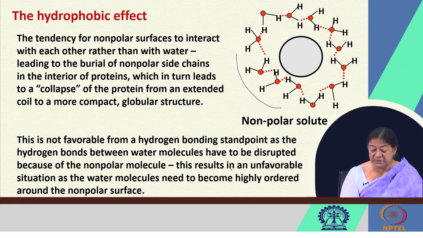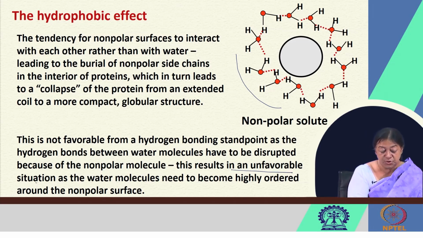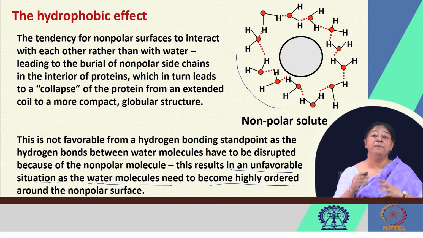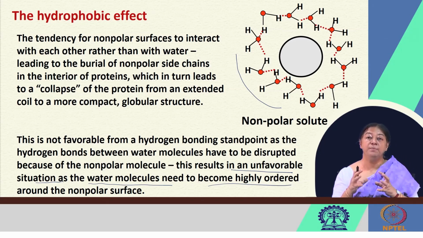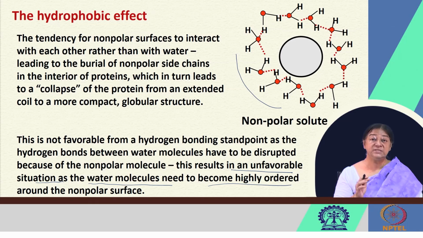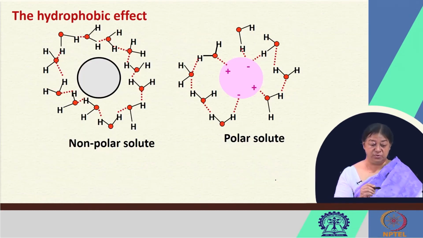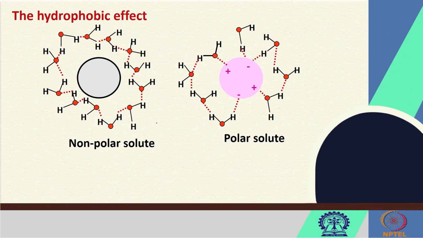And what happens is an unfavorable situation results, as the water molecules need to become highly ordered to bring about, or to sequester themselves away. When the non-polar part sequesters itself away from the water, then the rest of the water molecules have to arrange in an ordered manner around it. So, this gives an entropic aspect to this. So, when we are looking at a non-polar solute, this is what we see.